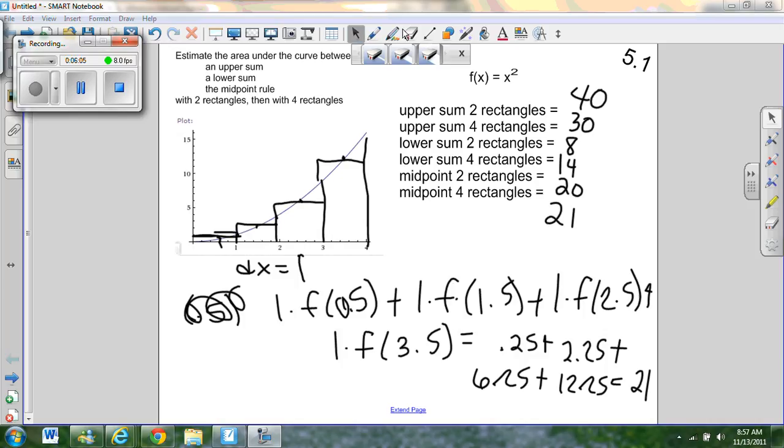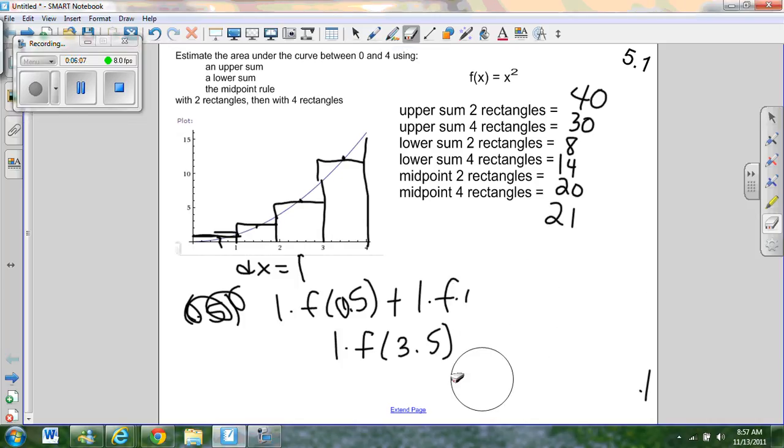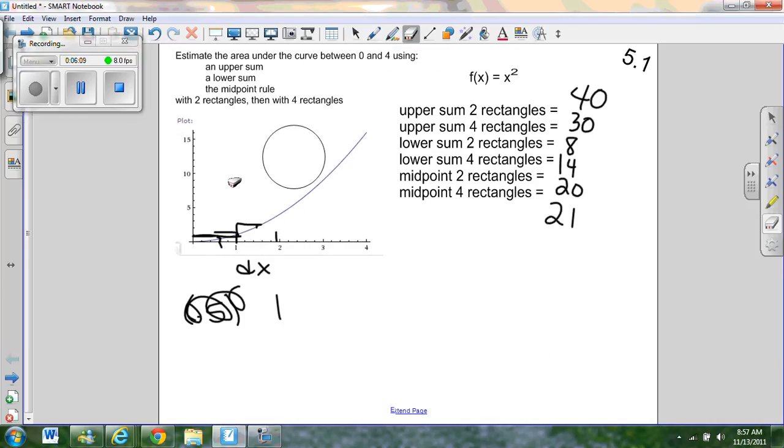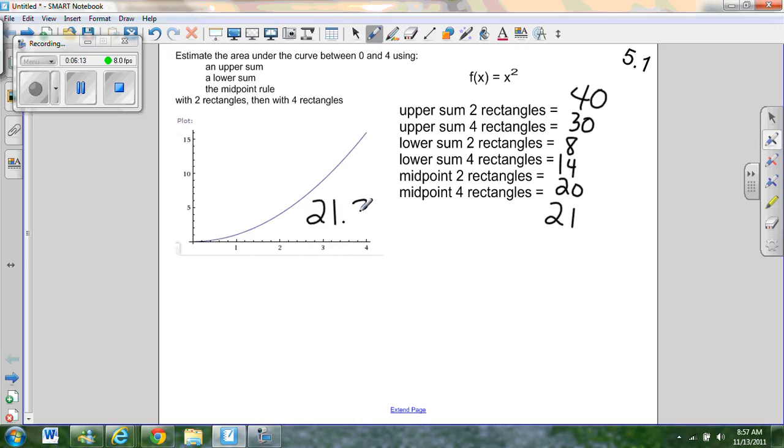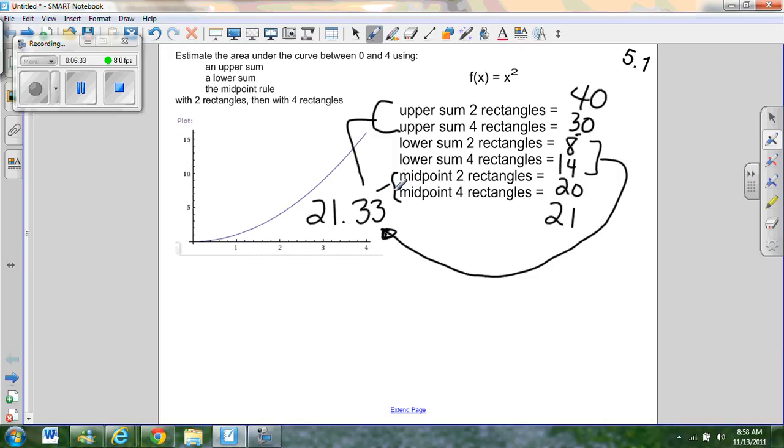Now let's say that I told you that the actual value of the area under the curve here is 21.33, which it is. So what can we learn from the upper sum and the lower sum? As you can see, the upper sum always gave us an area greater than the true area. The lower sum always gave us an area less than the true area. And the midpoint generally gave us a pretty good estimation.